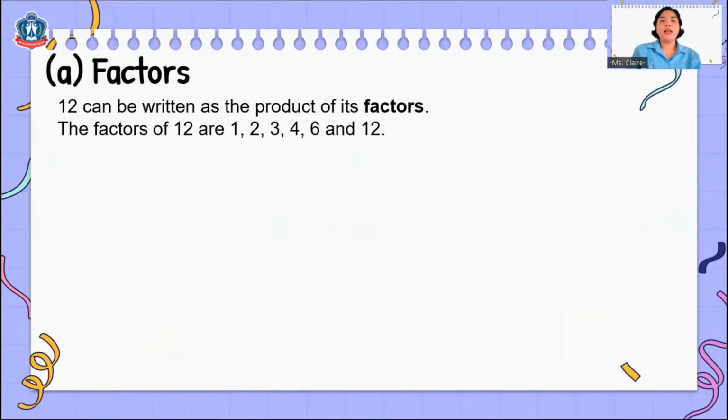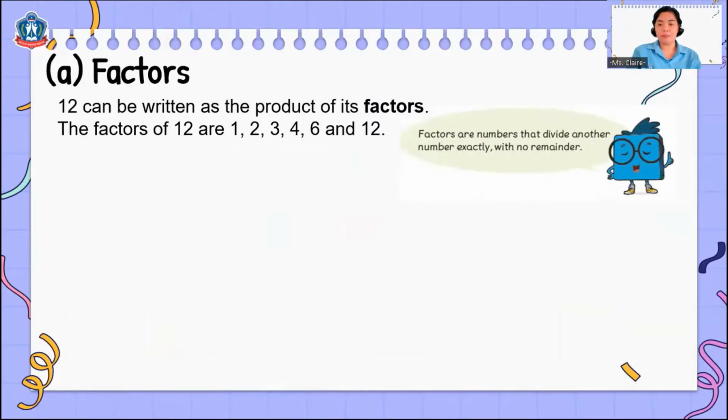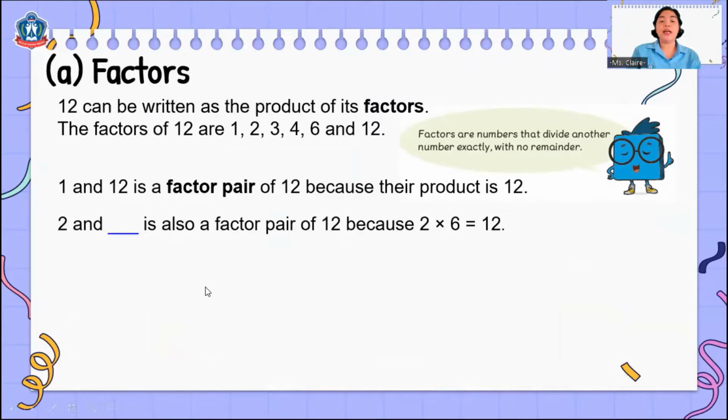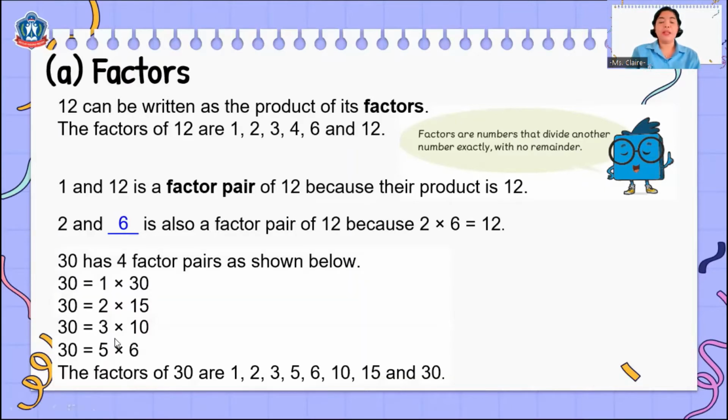Okay. So 12 can be written as the product of its factors. So the factors of 12 are 1, 2, 3, 4, 6, and 12. Factors, children, are the numbers that divide another number exactly without remainder or leftover. So 1 and 12 is a factor pair of 12, making the product 12. The same as 2 and 6. It's also a factor pair of 12 because 2 times 6 is 12. And 3 and 4 is also a factor pair because 3 times 4 is equal to 12.